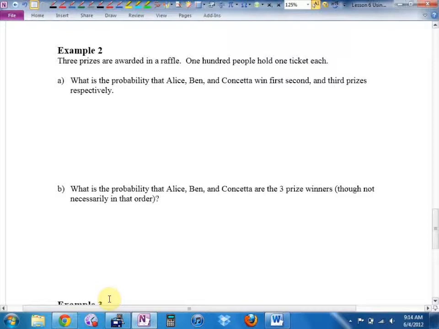Three prizes are awarded in a raffle. 100 people hold 1 ticket each. What is the probability that Alice, Ben, and Conchetta win A, B, and C, win first, second, and third prizes, respectively? Respectively means in that order. So we want Alice to win first, followed by Ben to win next, and followed by Conchetta to win after Alice and Ben. You can do this with a permutation.